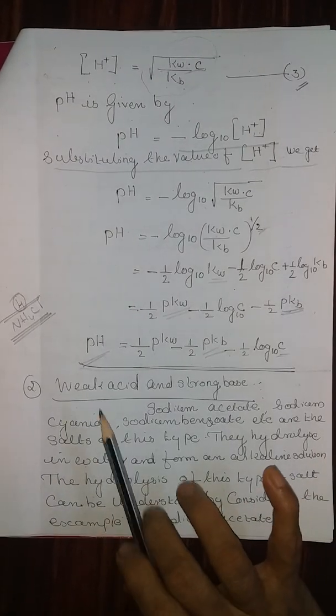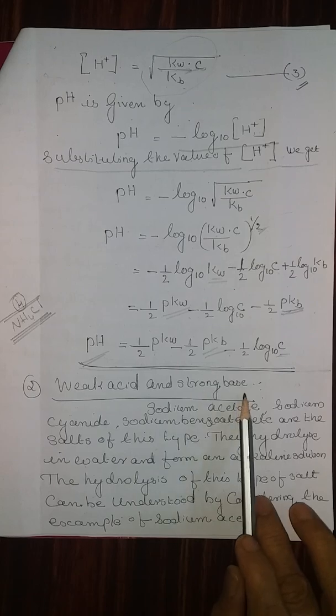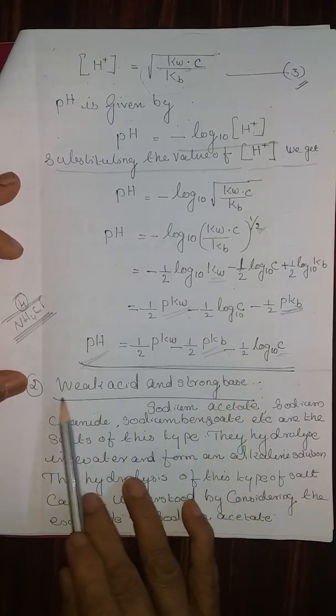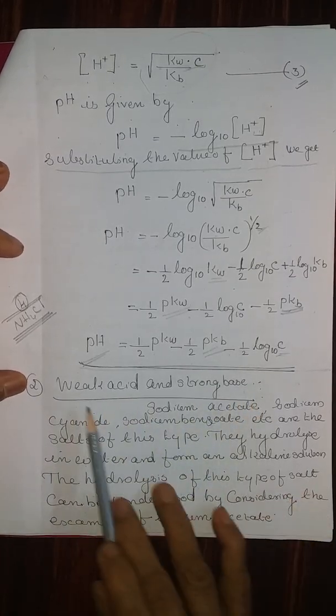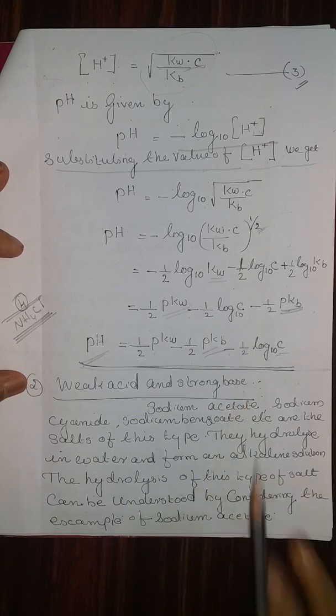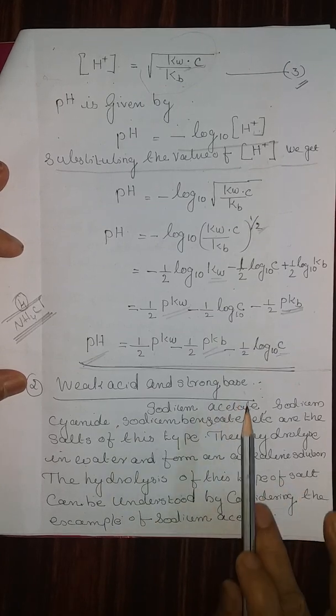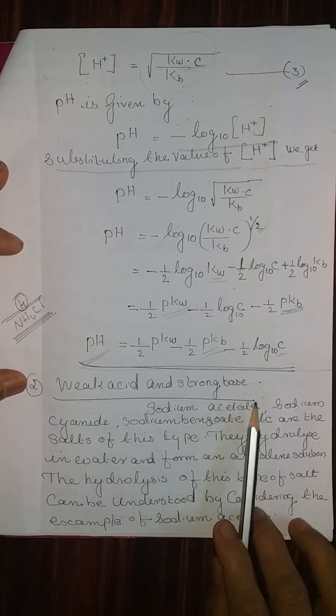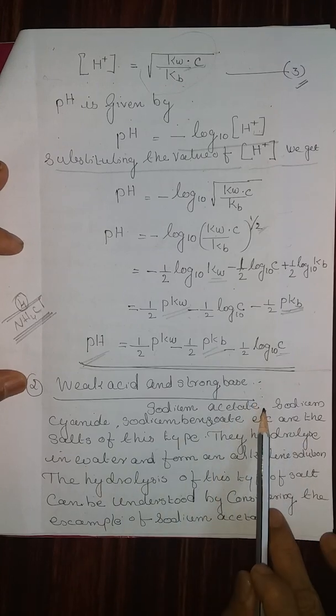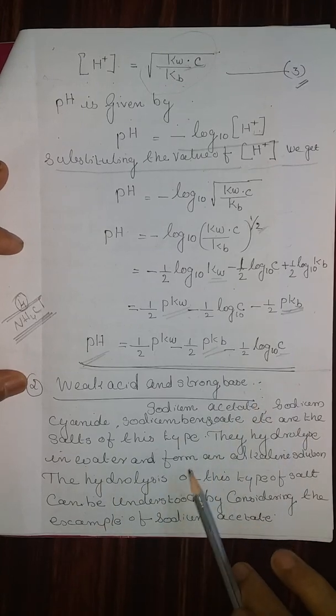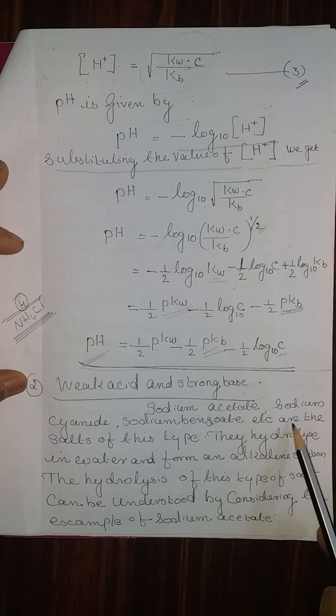Next is weak acid and strong base. That is, the next derivation is based on the weak acid and strong base. Here also follow the same principle. Explanations are given, examples are given, but the derivation is based on a general principle.